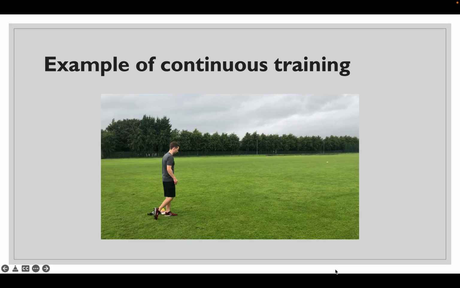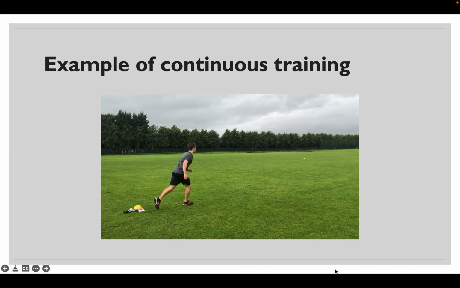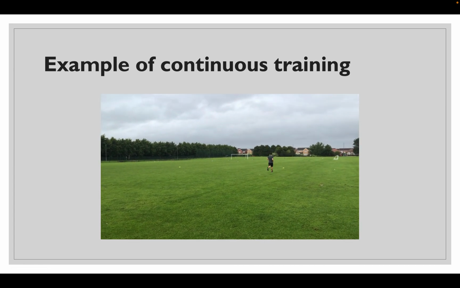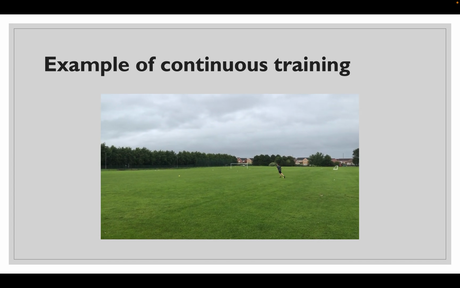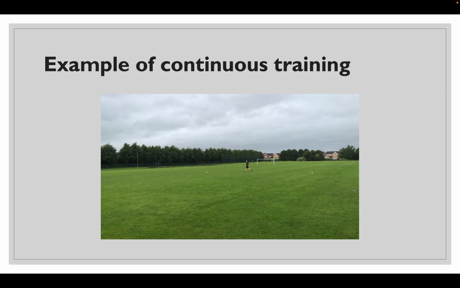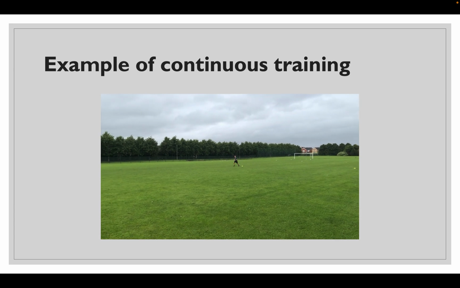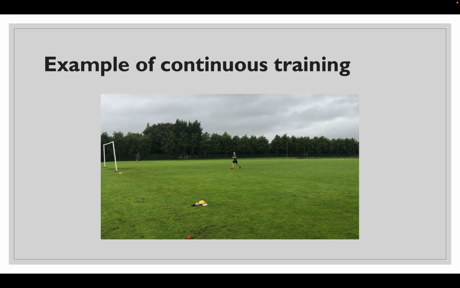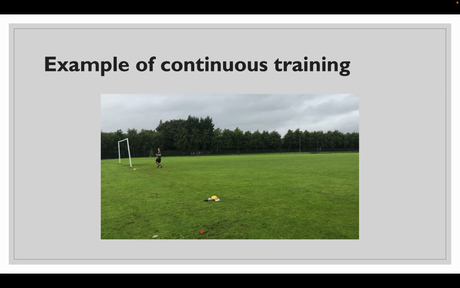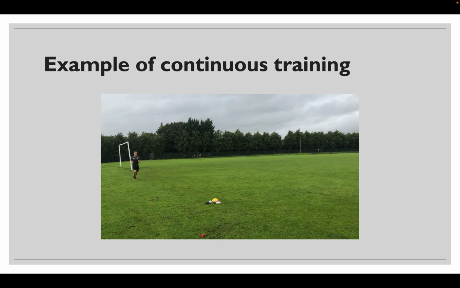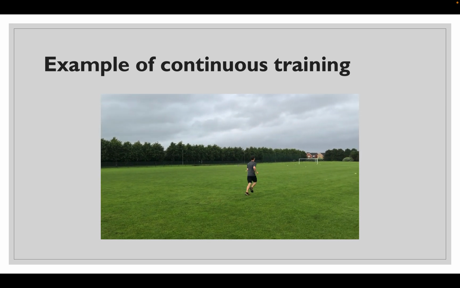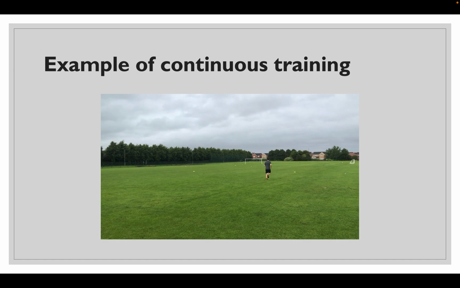Here's an example of continuous training. So as you can see here, the performer is running continuously around a box of yellow cones, and they're running at a continuous pace. Now, when they get back to the start, they will have completed one lap, and as long as they know the distance between the cones, they can then work out their total number of laps and the total distance covered in this session. Remember, we're going to do this for at least 20 minutes, and we want our heart rate to be in our training zone.